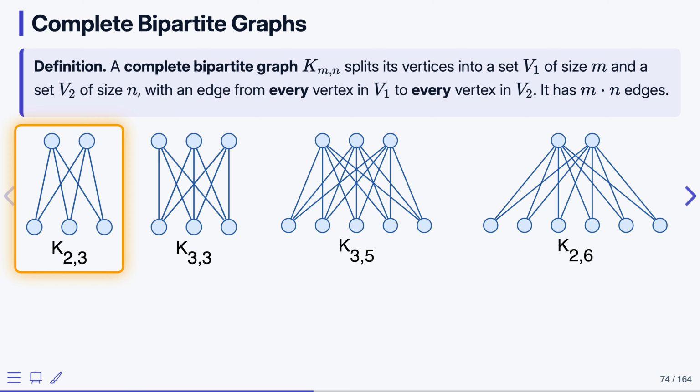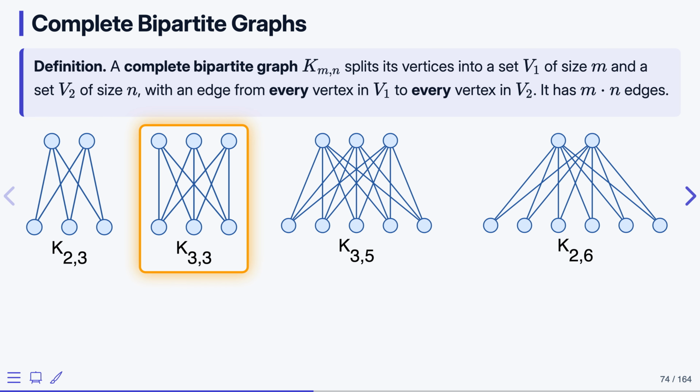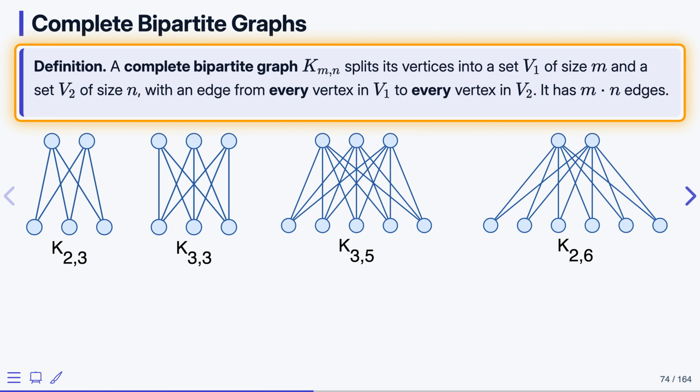The first picture is K_{2,3}, two vertices on one side, 3 on the other. Then K_{3,3}, K_{3,5}, and K_{2,6}. Counting the edges is easy. Each of the m vertices sends out n edges, so there are m times n edges in all.